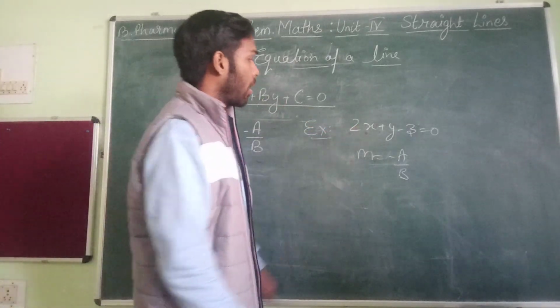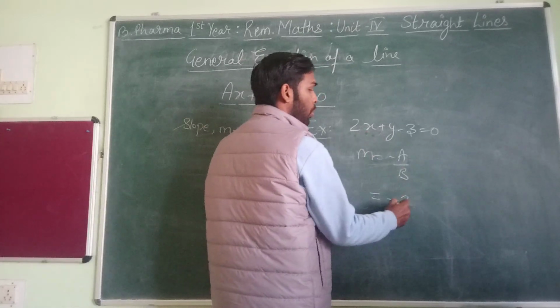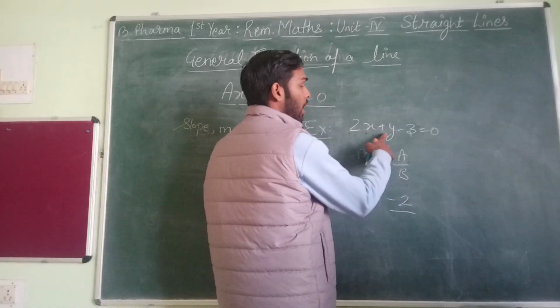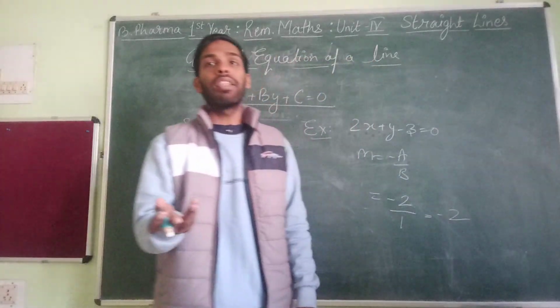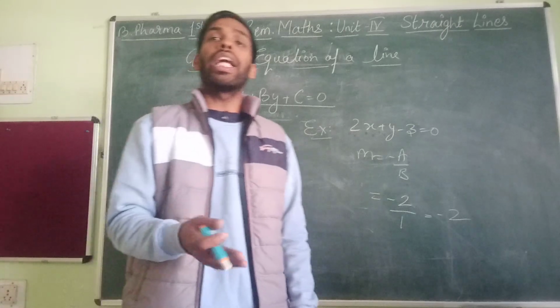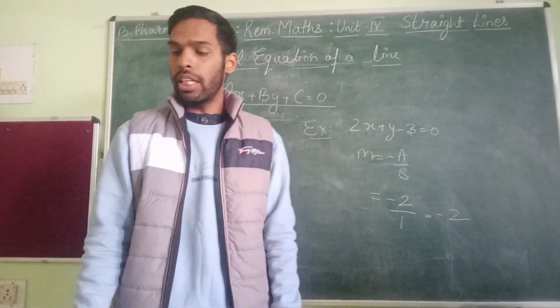So here a क्या है? x का coefficient, that is 2, and b is coefficient of y, that is यहाँ पे क्या है? 1. तो आपका स्लोप कितना हो जाएगा? -2. और मैंने बताया था कि स्लोप नेगेटिव भी हो सकता है, ठीक है. नेगेटिव का मतलब है डिसेंडिंग स्लोप और पॉजिटिव का मतलब है असेंडिंग स्लोप, ठीक है.